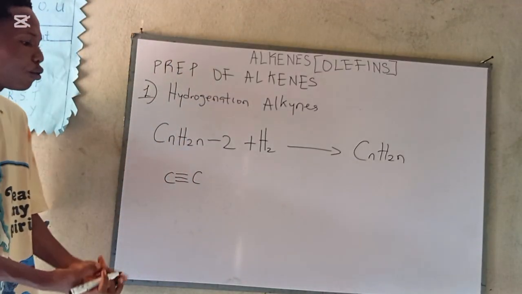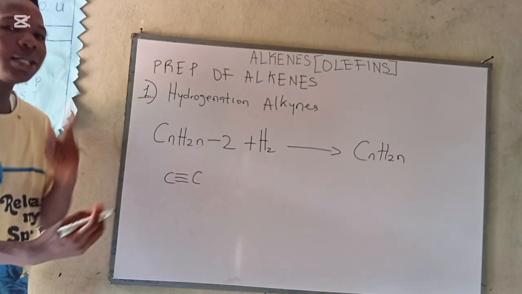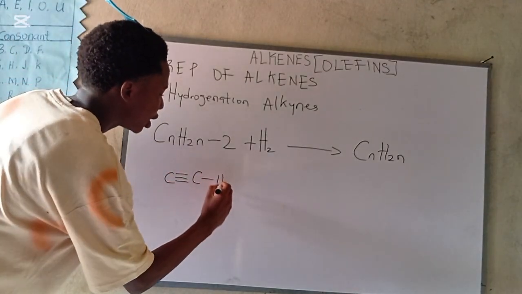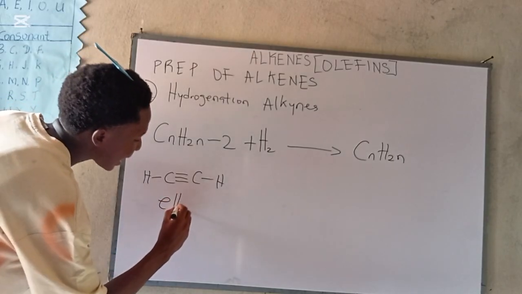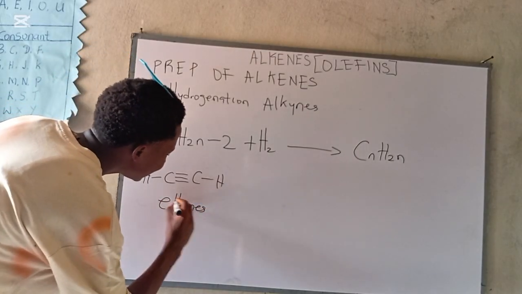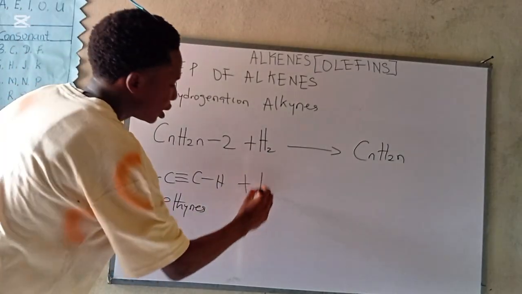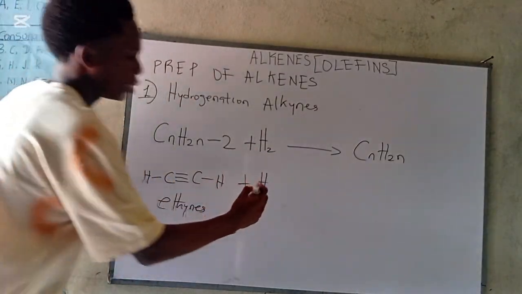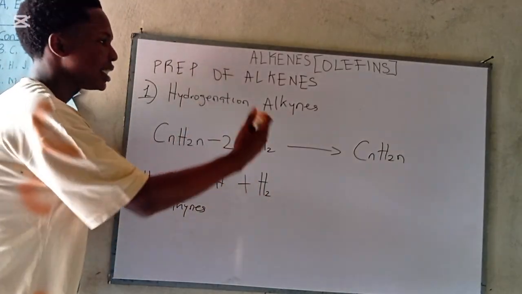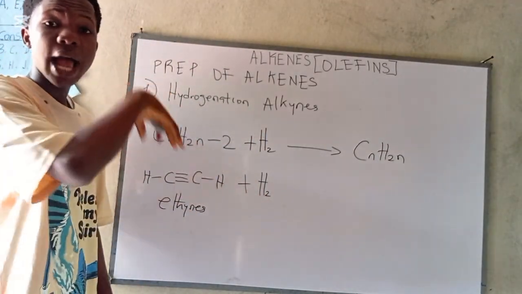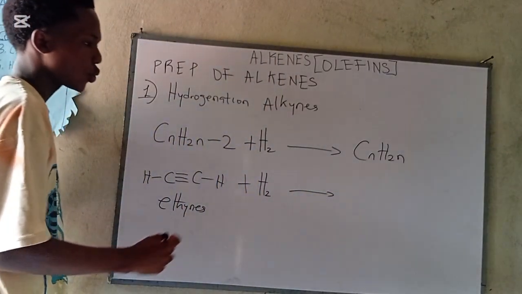Now what else? We have to balance our hydrogen. Now, from the look of things, each carbon is missing 1 bond. So we just have to add H here and H here. Now we've gotten our ethyne. And they said if we hydrogenate ethyne, it will give us a corresponding alkene. Alright, this is our hydrogen molecule. Don't forget, hydrogenation is the addition of hydrogen molecule. Don't forget it. So now, it will give us what?